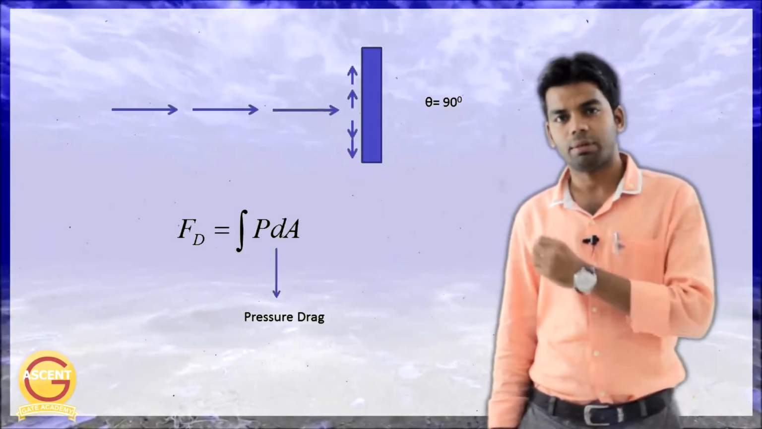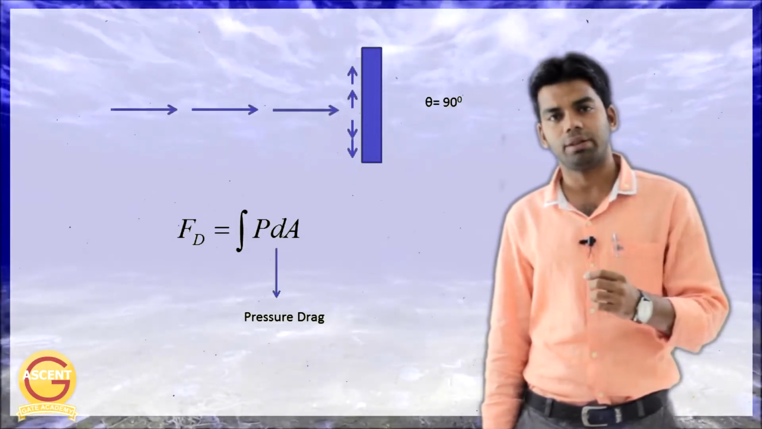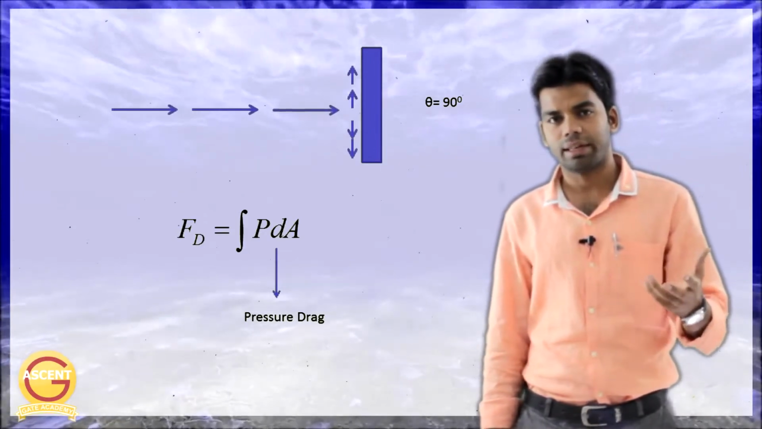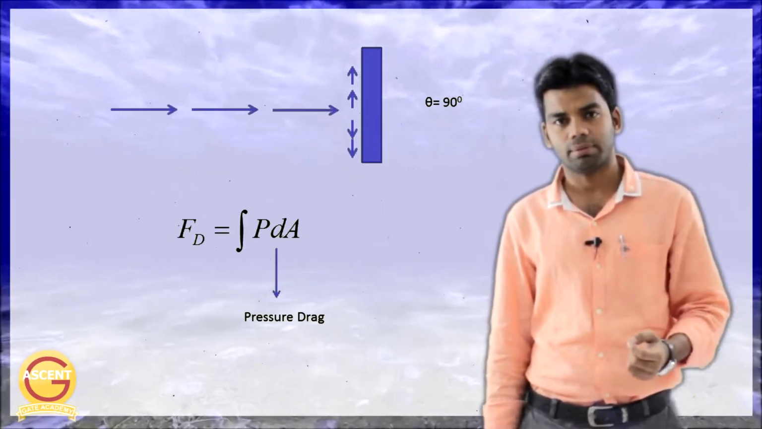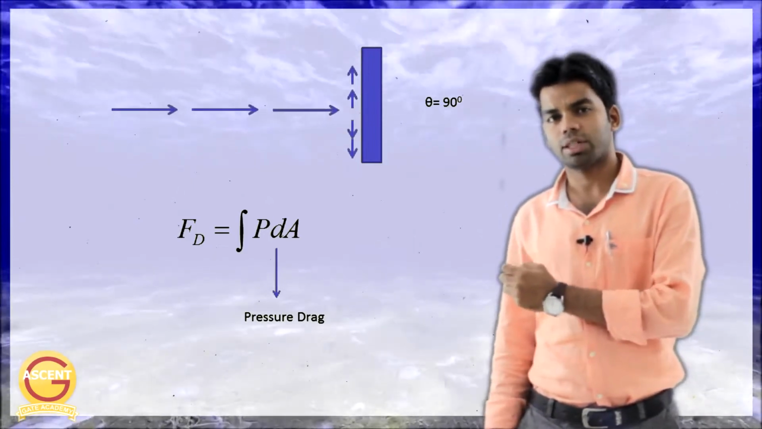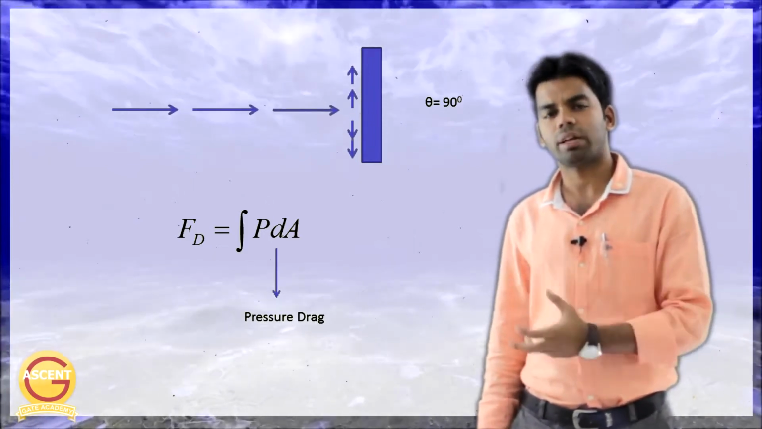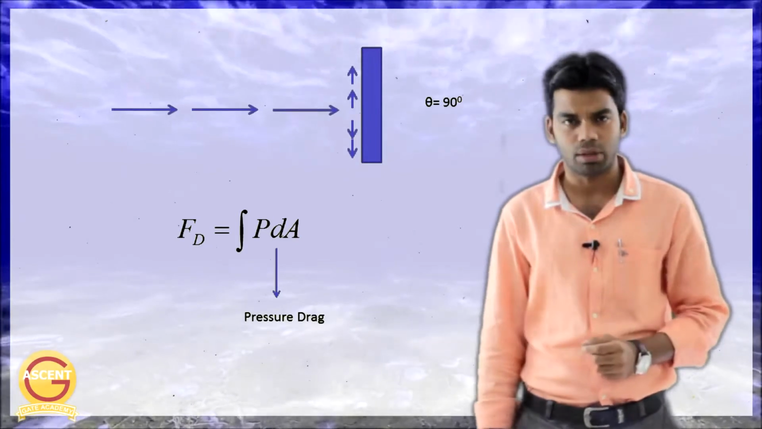That means Fd will be equal to integration of P into dA. Theta is 90 degree, so cos theta will be equal to 1. So Fd will be equal to integration of P dA. Since theta is equal to 90 degree, sine of 90 will be equal to 1.